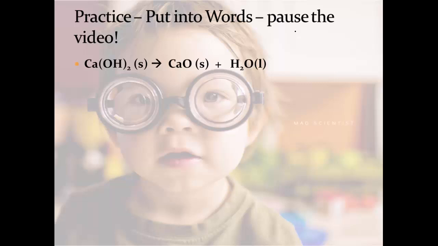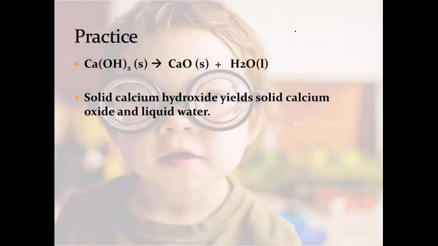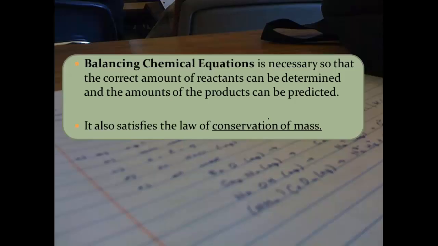All right, so you should have had a chance to write the word equation. So you should have written something like solid calcium hydroxide yields solid calcium oxide and liquid water. Again, the yield, you could say a variety of things, reacts to produce, but make sure that you got the names of these substances exactly correct. Calcium hydroxide, calcium oxide product, and water. That one's pretty easy.